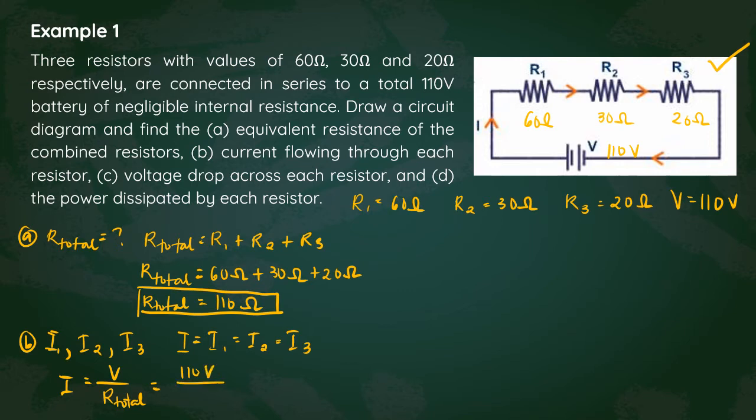110 volts over the R total, which is 110, and that will give us a value of 1 ampere. Therefore, if the current flowing through the entire circuit is 1 ampere, and if the current flowing through each of the resistors is equal to each other and equal to the total current, therefore I1 is equal to 1 ampere, I2 is equal to 1 ampere, and I3 is equal to 1 ampere. So this will be our answer.